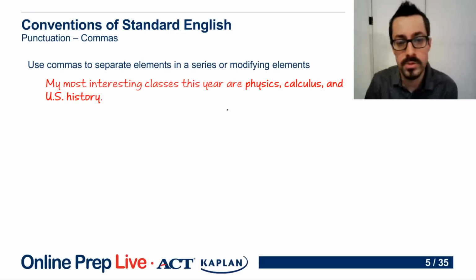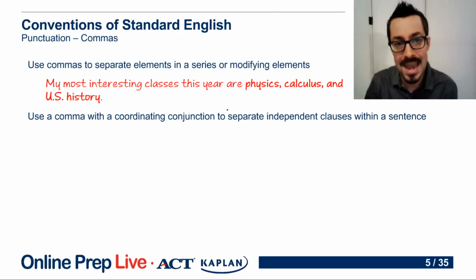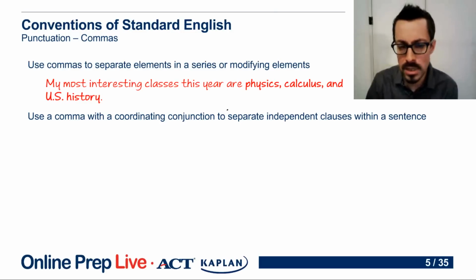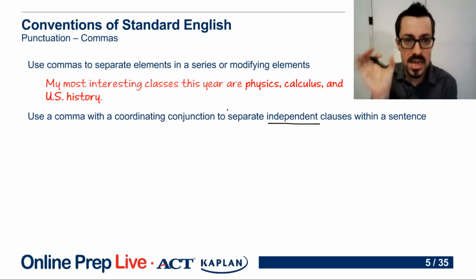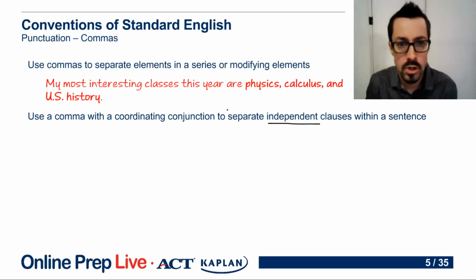Now, another place that we use commas is when we are connecting independent clauses. What does that mean? Independent clauses. So you might not remember what exactly that means. An independent clause is just a sentence that could stand on its own. A sentence that might be combined with something else in a sentence, but if you just took that portion of the sentence, just set it there, you could read that, it would make sense.